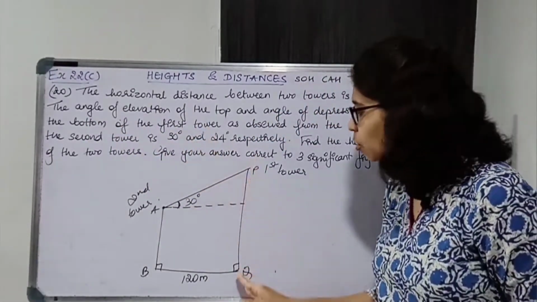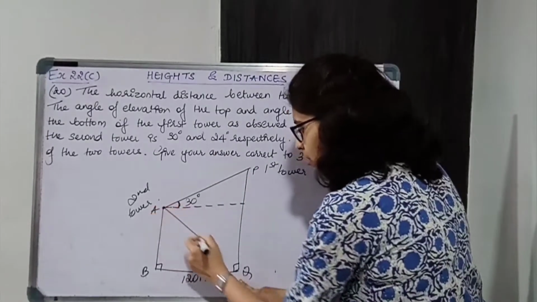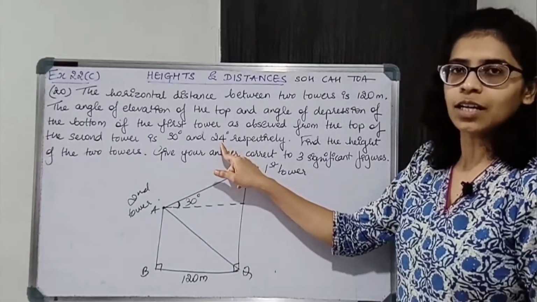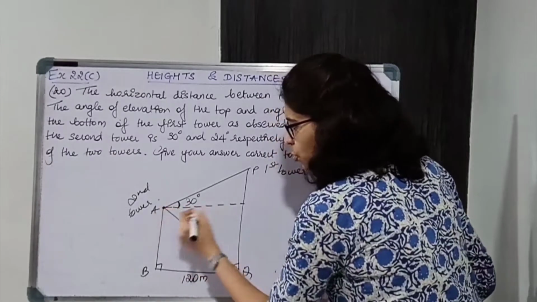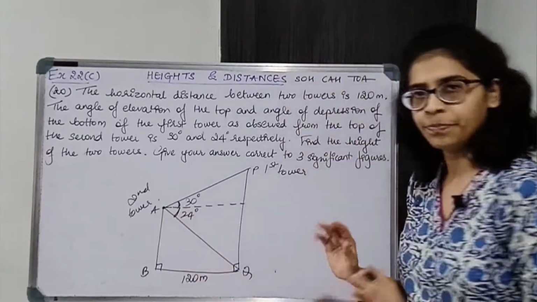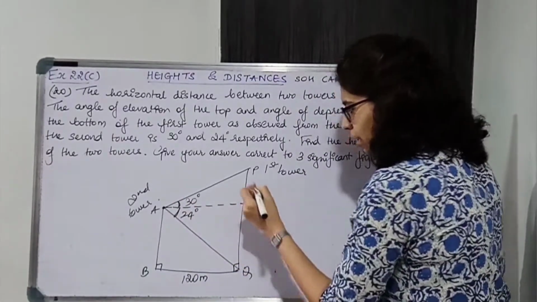Now we are looking at the bottom of the first tower. From the same point we are looking at the bottom of the first tower. What is the angle? Angle of depression is 24. So angle of depression is line of sight और horizontal के बीच का angle, this angle, it is 24. All right, now let's name this horizontal, let it be AM.